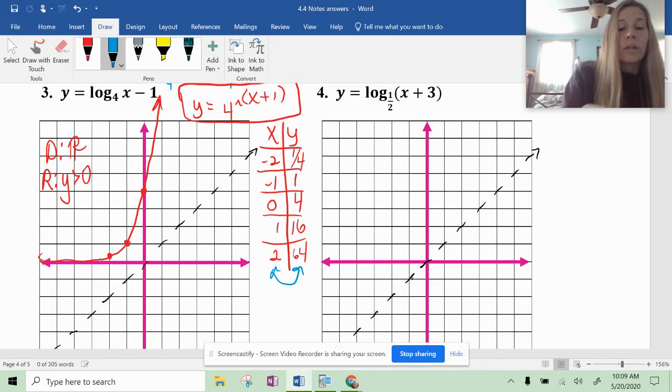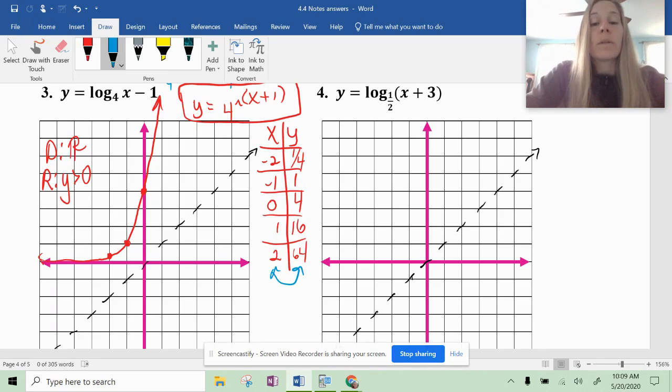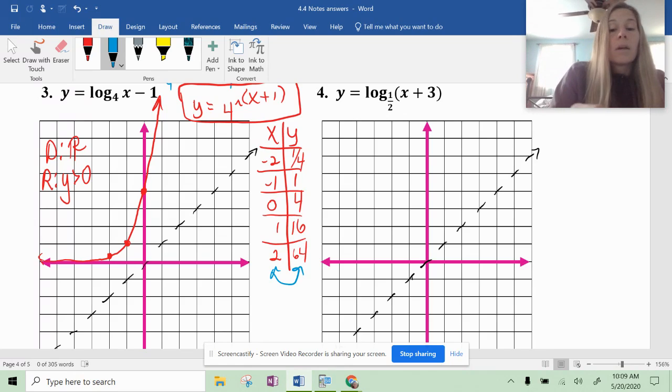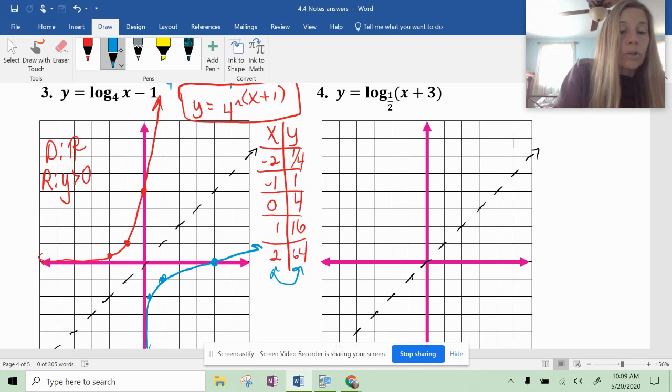log function, which is the inverse of that, I'm just going to switch my x's and y's. So 64 and 2 would be off the graph. So I'm going to start with 16 and 1, which is also off the graph. So I'm going to go to 4 and 0, 1 and negative 1. And then I'm going to go to 1/4 and negative 2. And you can sort of see where that's going to emerge.